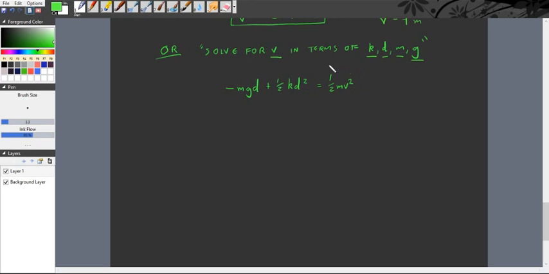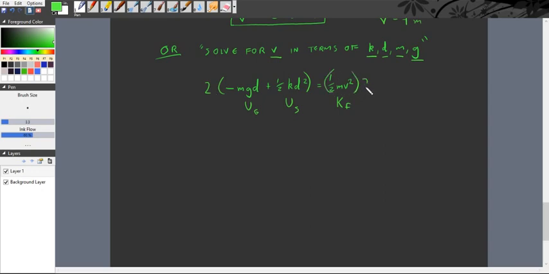From my initial setup conditions, I've got this: negative mgd plus 1/2 kd squared is equal to 1/2 mv squared. Remember, this is your U_G, this is your U spring, and this is your K final. Then we have to solve this in terms of v. What this means is we have to get v by itself. So our first step is going to be multiplying both sides of the equation by 2.